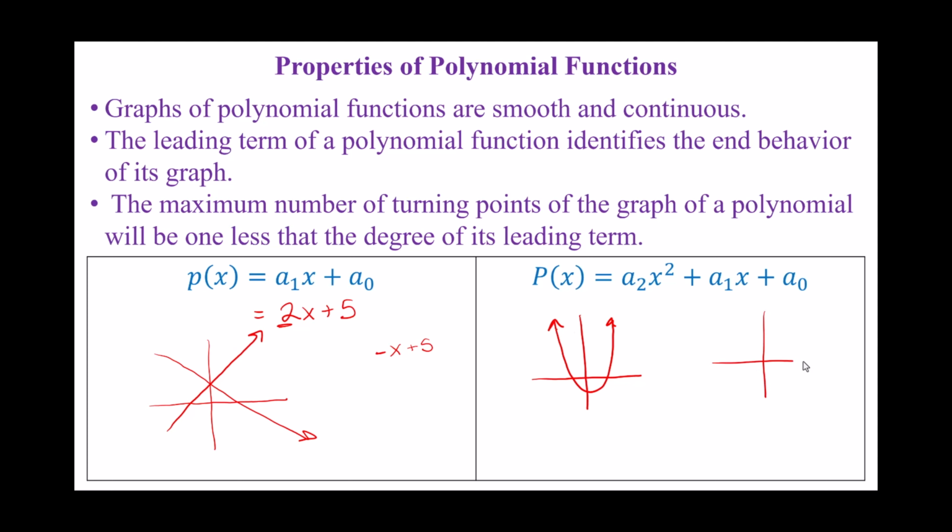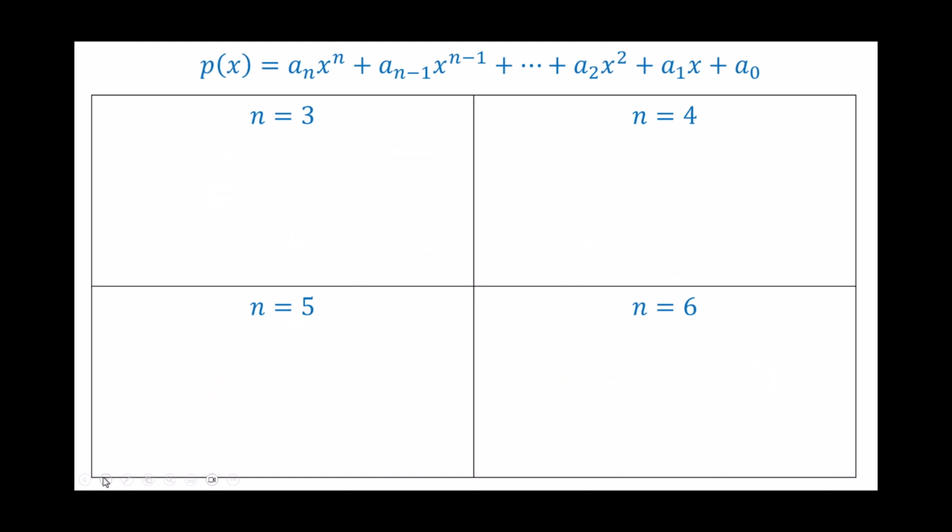If our leading coefficient is negative, it would look something like this, where the leading coefficient is negative, so the right side of the graph is going down. And then because the degree is even, the left side is going the same direction as the right side. Let's look at a few more examples.